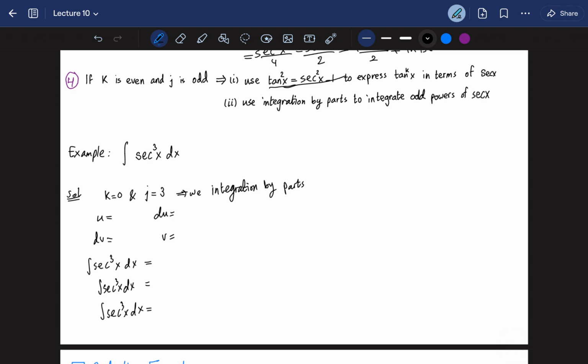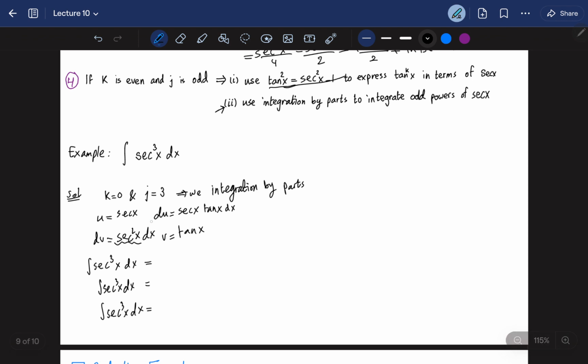So secant cubed is an odd power for secant and 0 for the tan, which is even, so I'm going to apply this. Since I don't have any tans, I'm not going to do anything. I'm going to jump to step number 2 and just use integration by parts. You're going to take your u to be just secant. Your du is just secant x tan dx. dv is secant squared. The reason why I chose secant squared here is because I can integrate it.